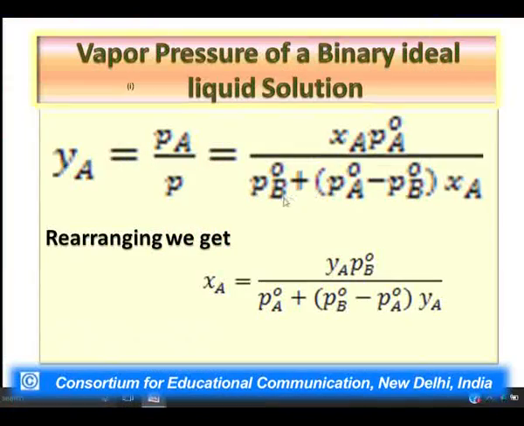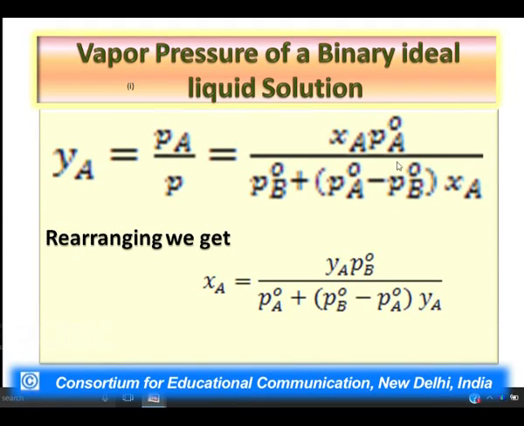So you can have a look at it, we can rearrange this equation which gives YA equal to XA PA naught divided by PB naught plus PA naught minus PB naught times XA. When we rearrange it, that is, we multiply the denominator with YA and collect all the XA terms together on one side, we get the rearranged value of the multiple of XA as this, and what we get is XA equal to YA PB naught divided by PA naught plus PB naught minus PA naught times YA.